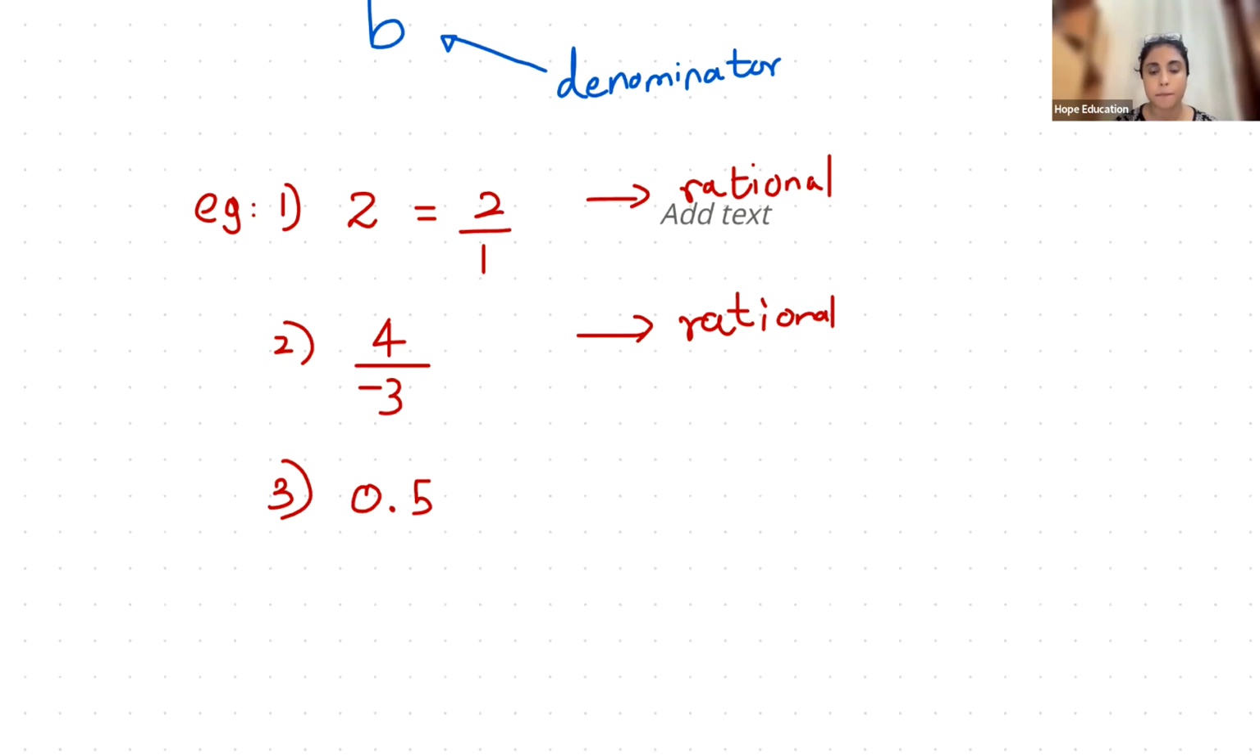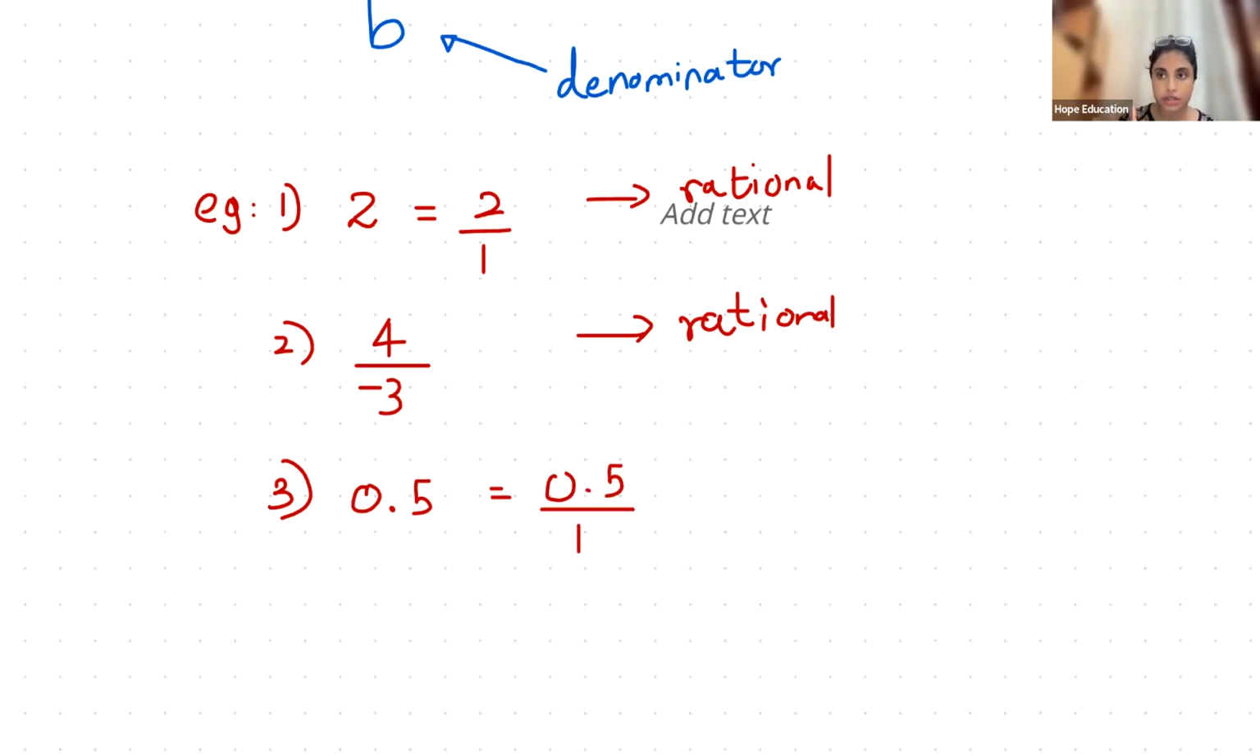There's no fraction here. I mean, you can write it as a fraction. If I make a fraction, I can write 0.5 over 1. This is not an integer, no? The numerator is not an integer. So is this rational? I gave you 0.5, no? 0.5 can be written as a fraction, which is 0.5 over 1.